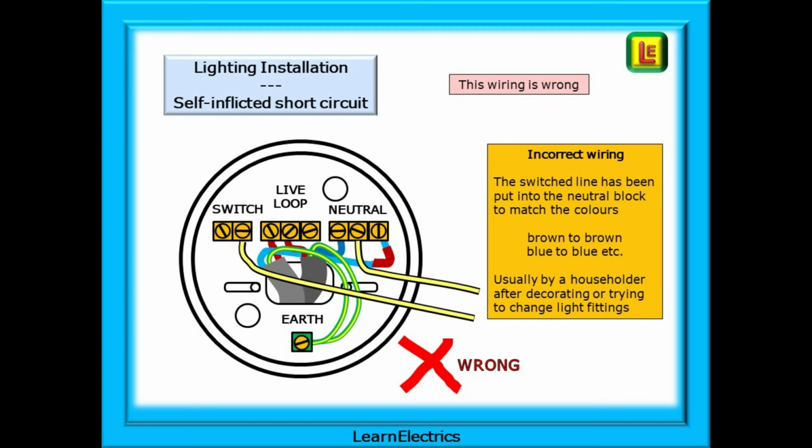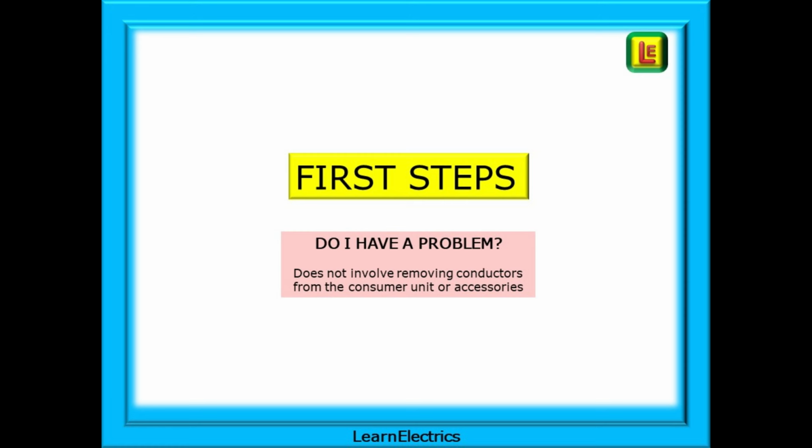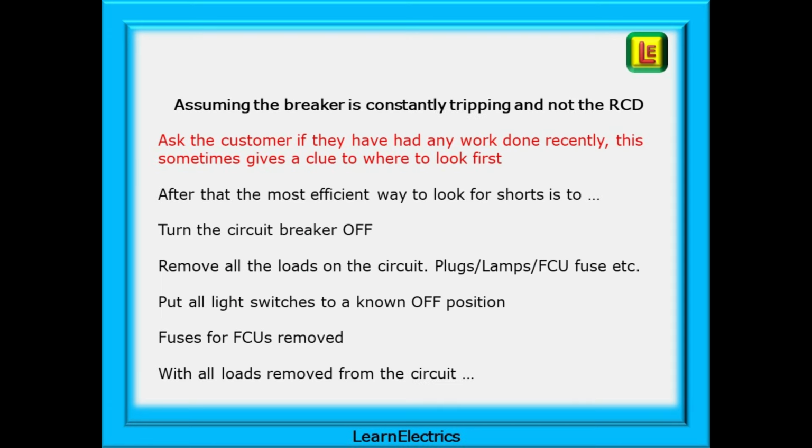Simple. Wrong. The first thing to decide is, do I have a problem, and if so, what type of problem? Let's look. We will make an assumption for this video that it is the breaker that is constantly tripping and not the RCD. Ask the customer if they've had any work done recently, and this sometimes gives a clue to where to look first.